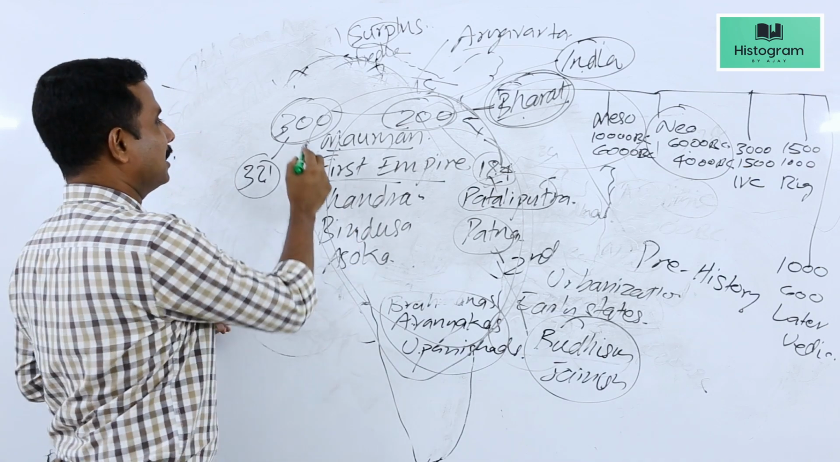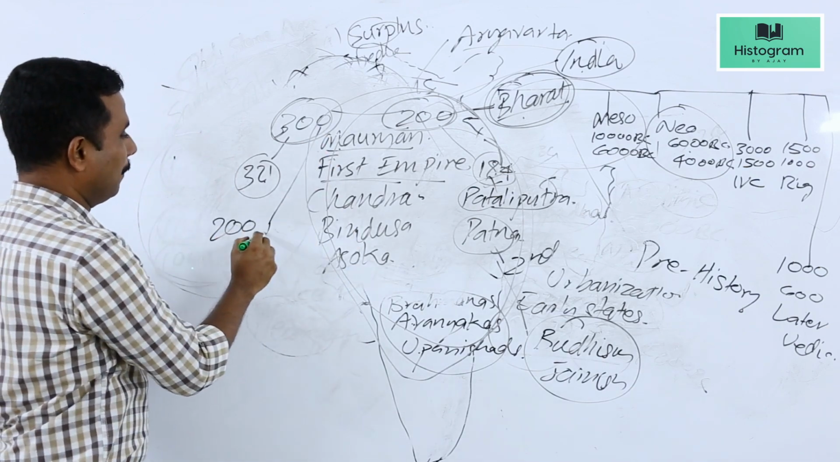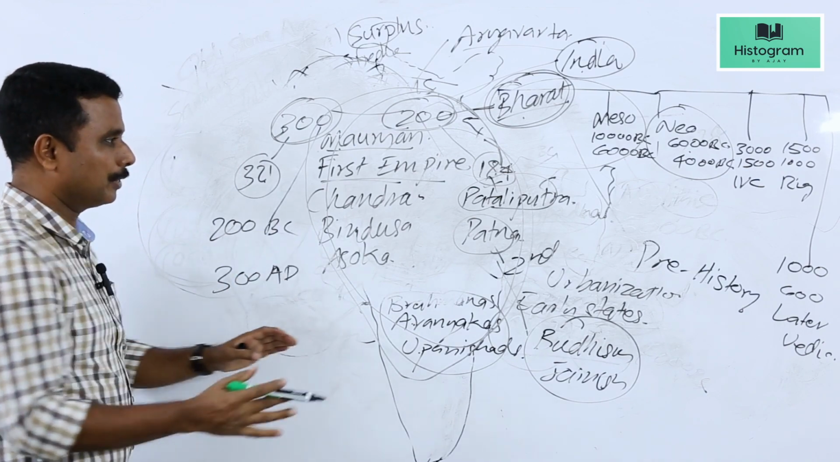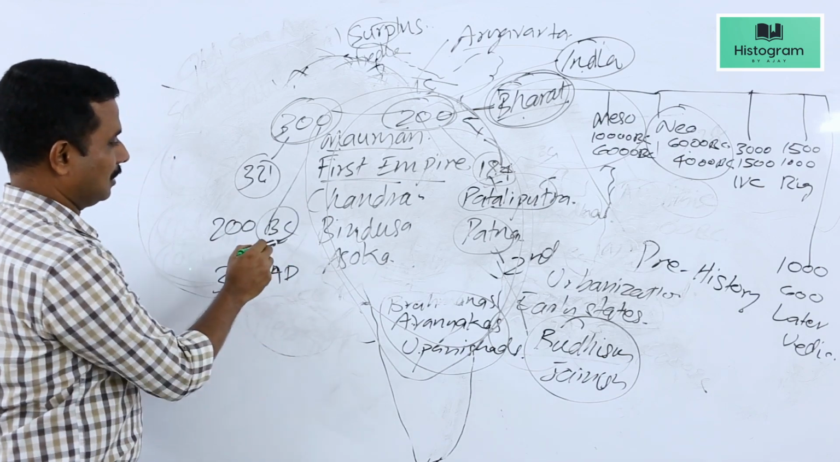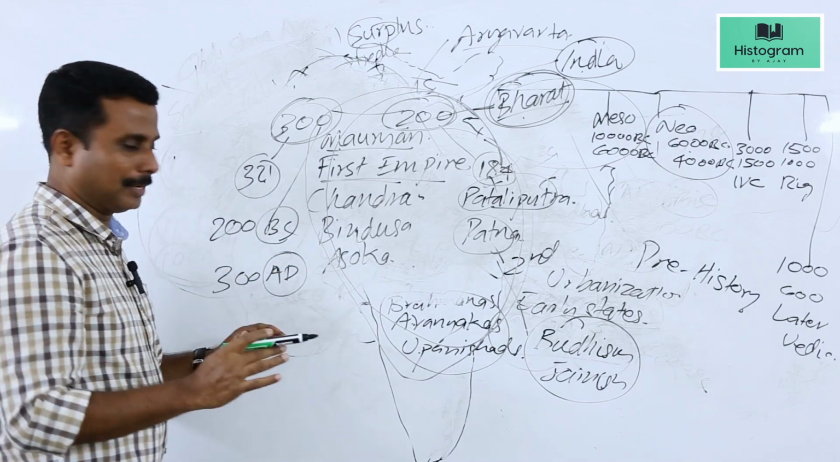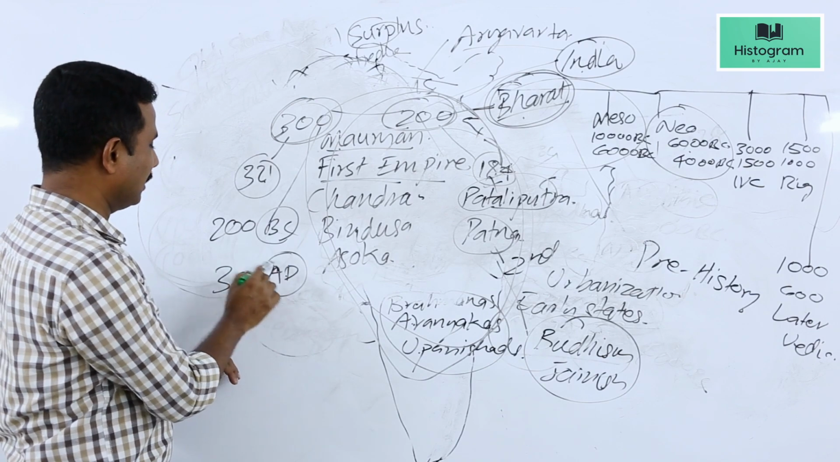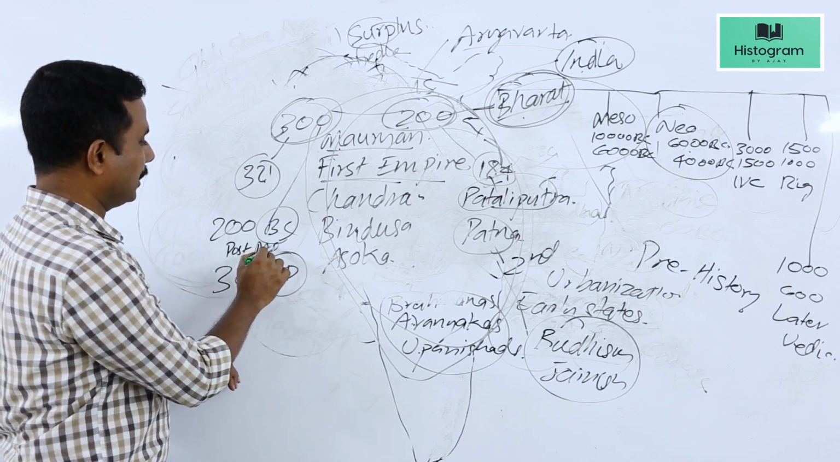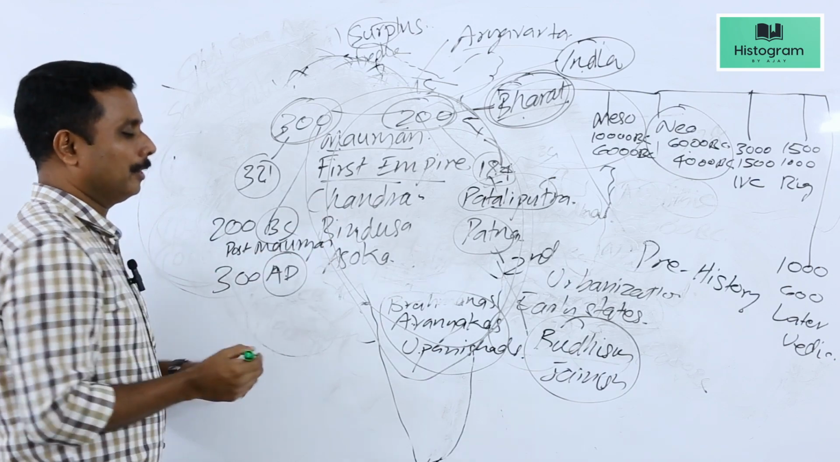The next stage in history is 200 BC to 300 AD. In the last video I explained what BC means and what AD means. So here now we are entering into AD. In total 500 years, this period is known as the post-Mauryan period.